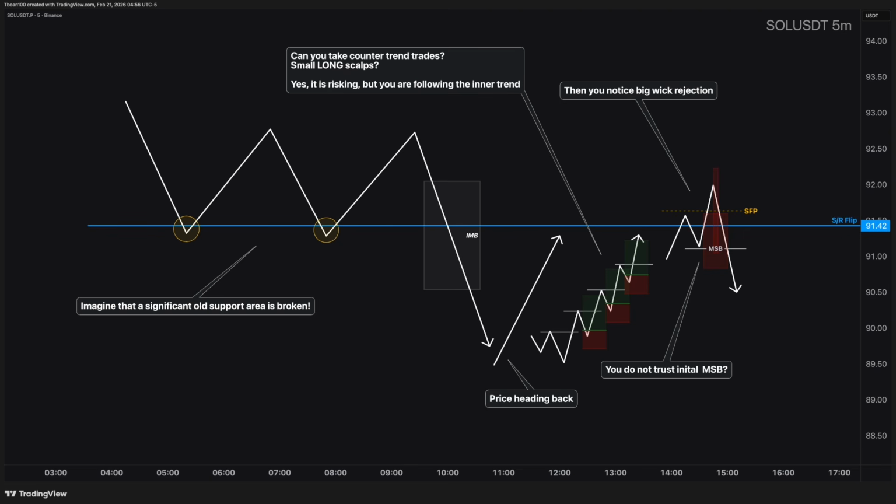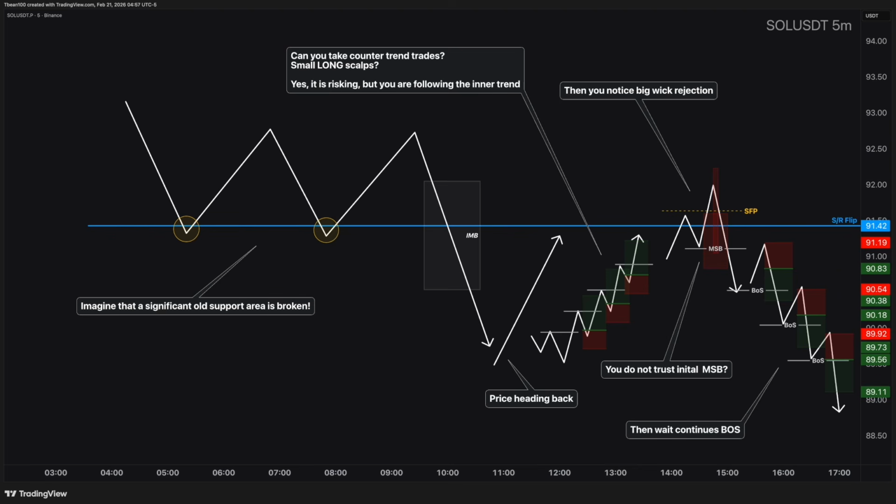But most of the time, that first market structure break can be tricky. There can be a lot of fake moves and false breaks in the beginning area. So if you want more secure and higher quality trades, it can be smart to wait for one or two more structure breaks forming a clear downtrend here.